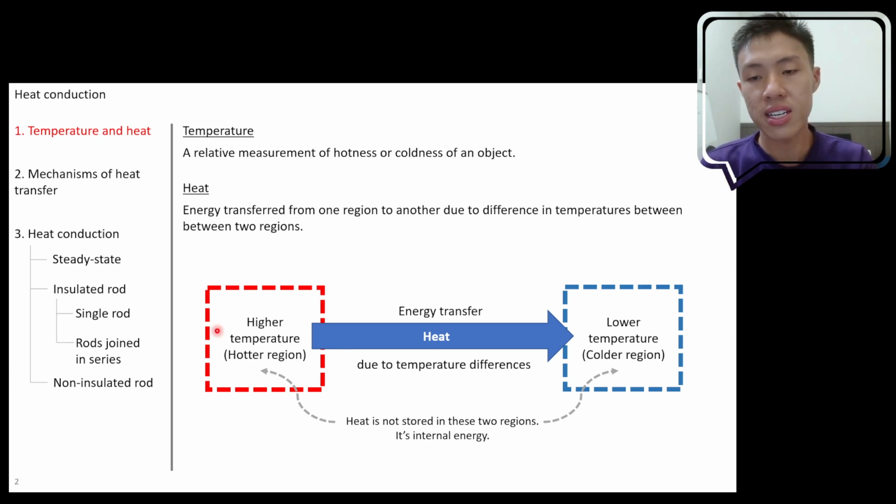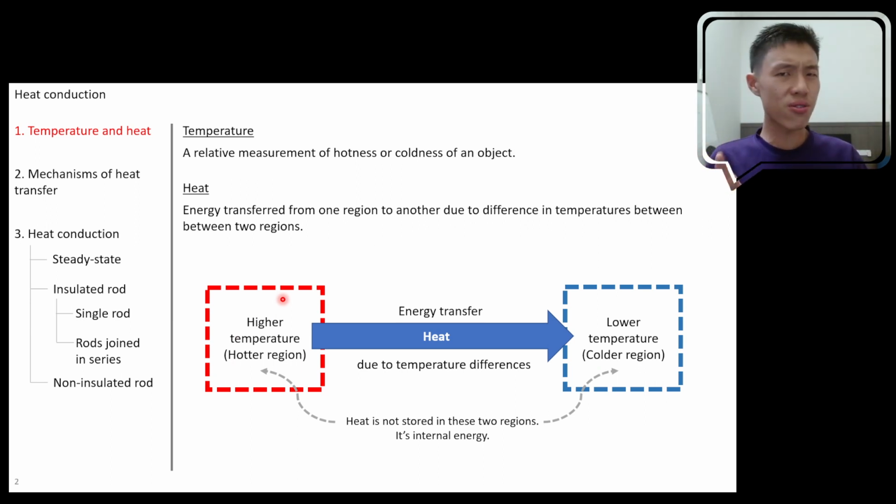So when we say it has a higher temperature, that means it has a higher internal energy. The higher temperature region has a greater internal energy. The lower temperature region has a lower amount of internal energy. So the energy will be transferred from the high temperature region to the low temperature region in the form of heat, causing an increase in internal energy here, whereas the hotter region will experience a decrease in internal energy.